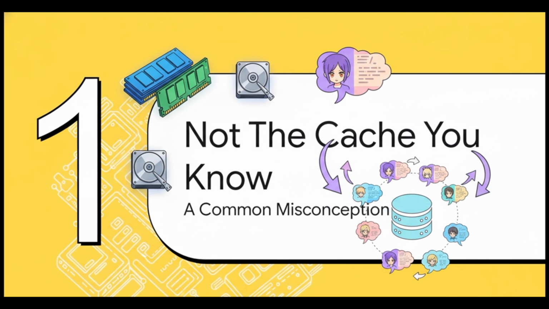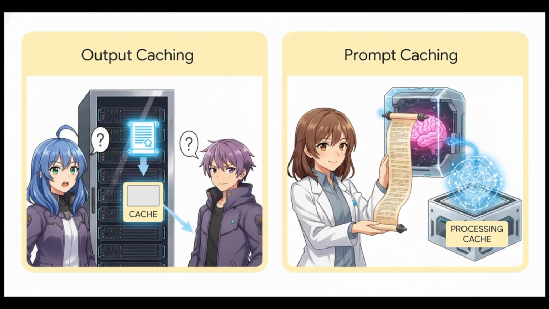See, when you hear the word caching, your brain probably jumps to one specific thing. But with LLMs, prompt caching is a completely different beast. On one hand, you've got what we normally think of: output caching. It's simple, right? Two people ask the exact same question, you just save the first answer and serve it up again. Easy. But that is not what we're talking about here.